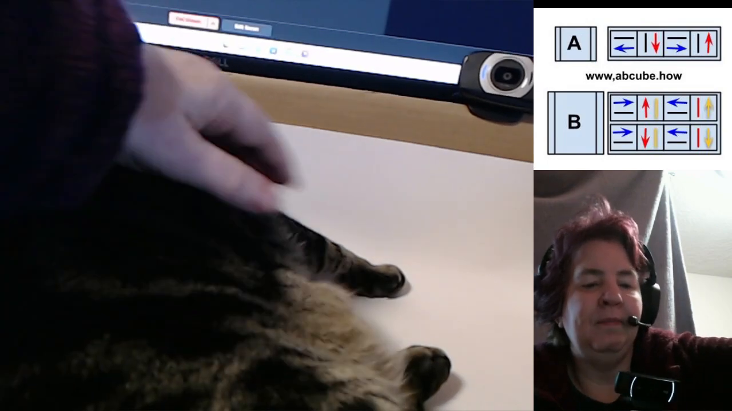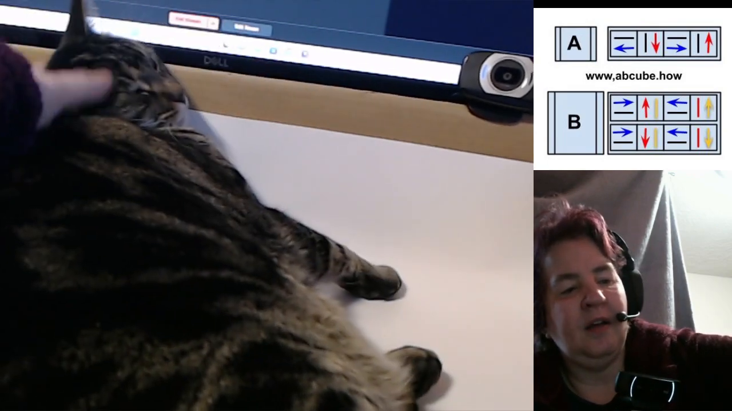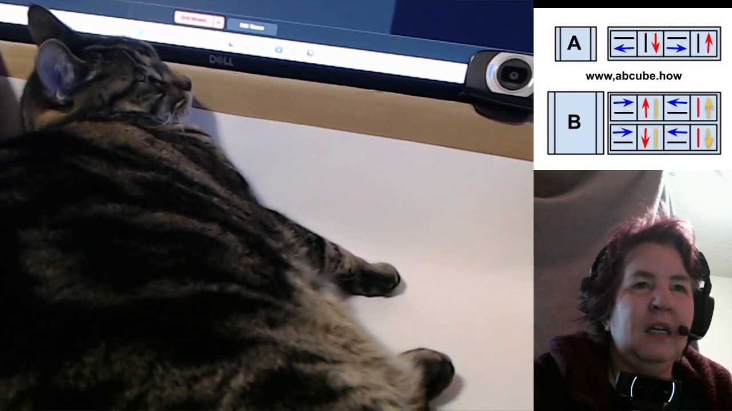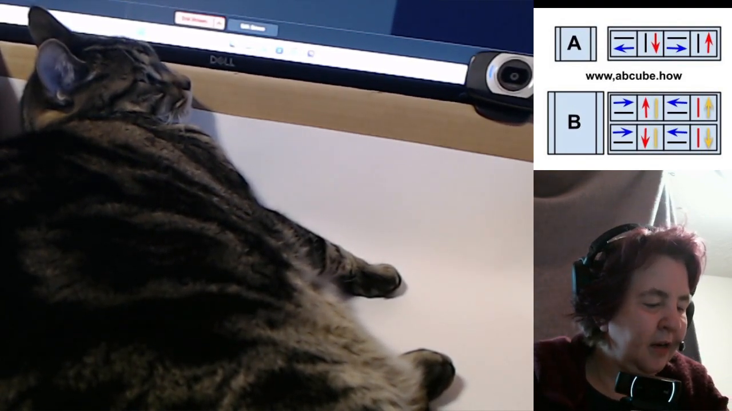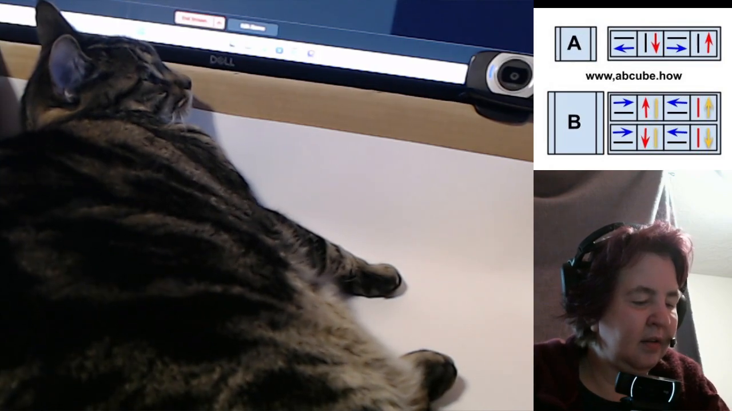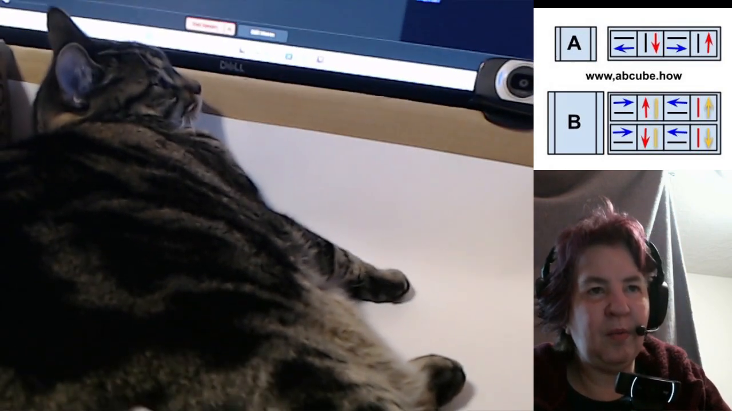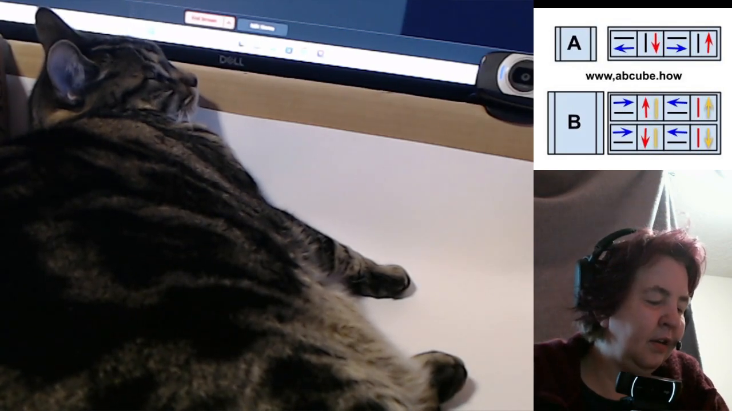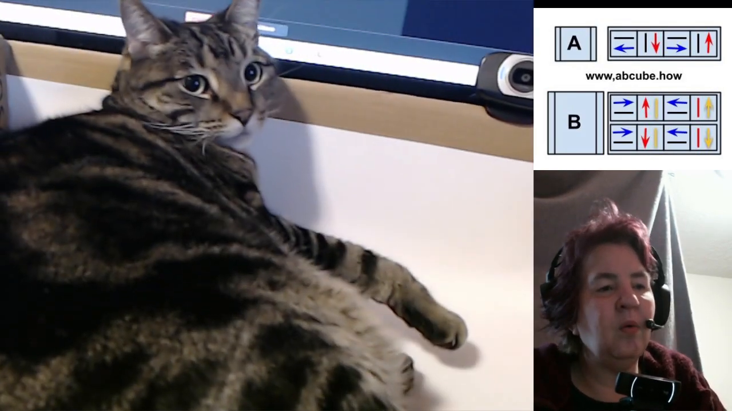Picked the cube up again, and I was trying to figure out how to solve. I mean, I figured I could figure it out. I watched tutorials, figured out how to do most of it, but I could not figure out the centers.